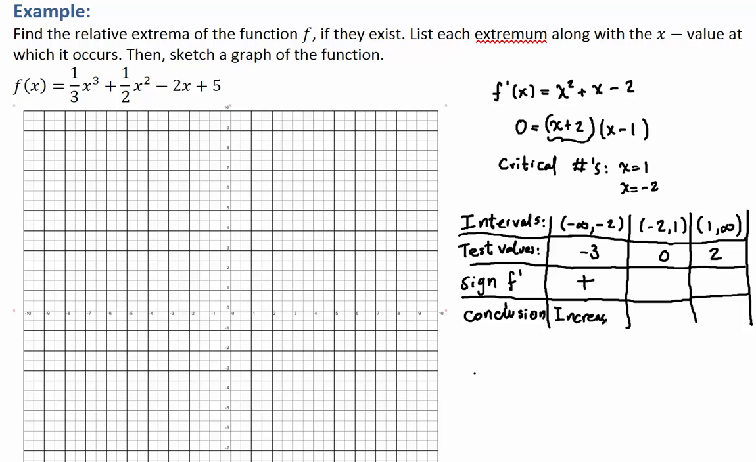So that's telling you that your function here is increasing. Then whenever you plug 0, this term, x plus 2, would be positive, and then 0 minus 1 is negative. So the derivative is negative and the function is decreasing.